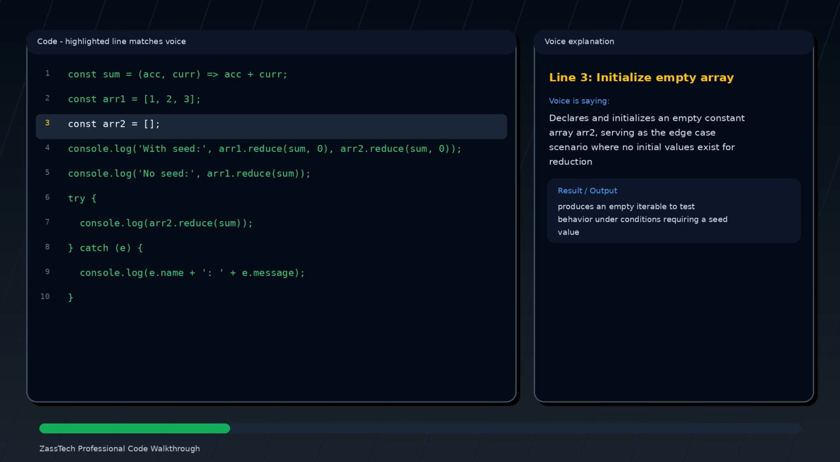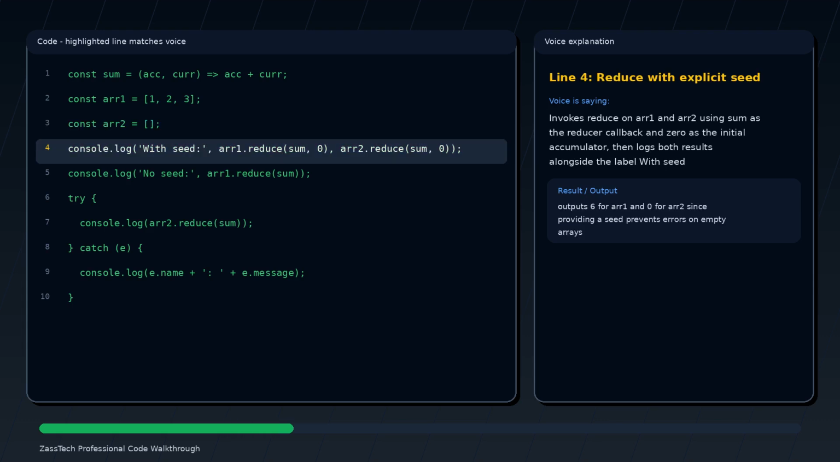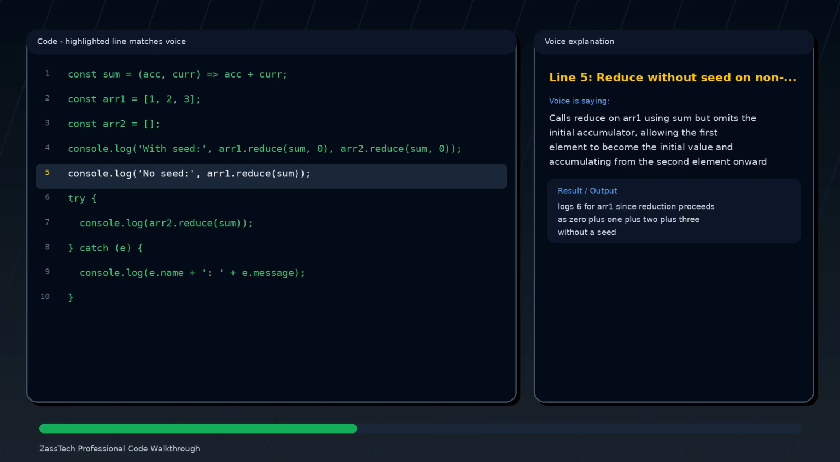Invokes reduce on ARR1 and ARR2 using sum as the reducer callback and 0 as the initial accumulator, then logs both results alongside the label with seed. Calls reduce on ARR1 using sum but omits the initial accumulator, allowing the first element to become the initial value and accumulating from the second element onward.